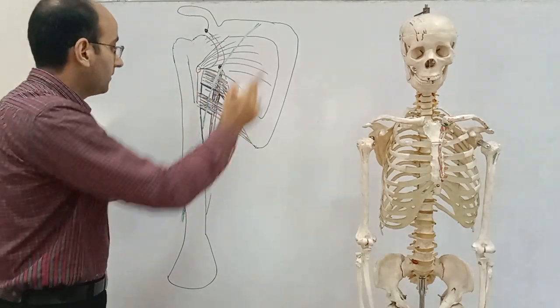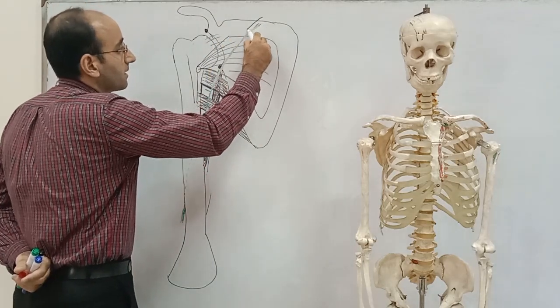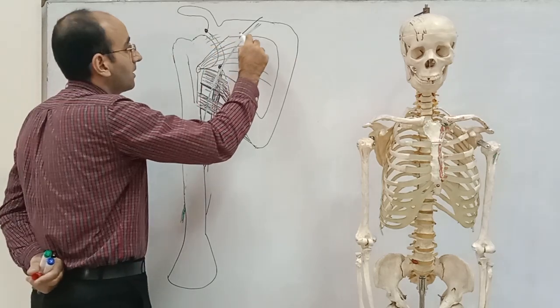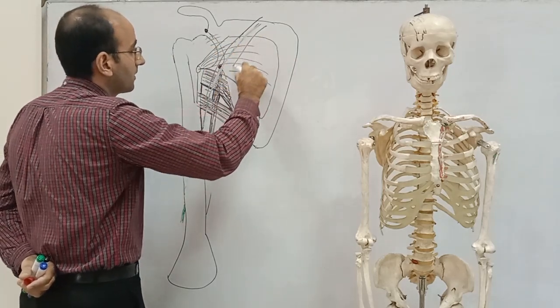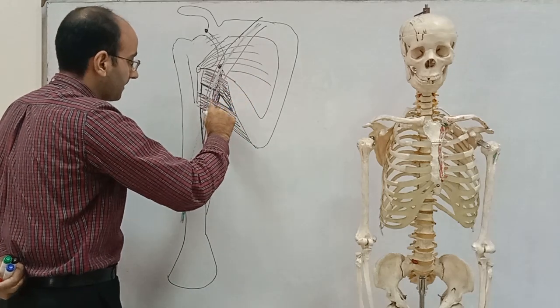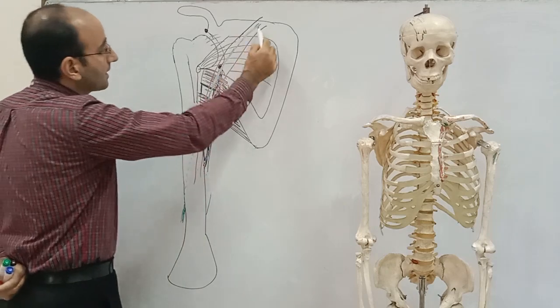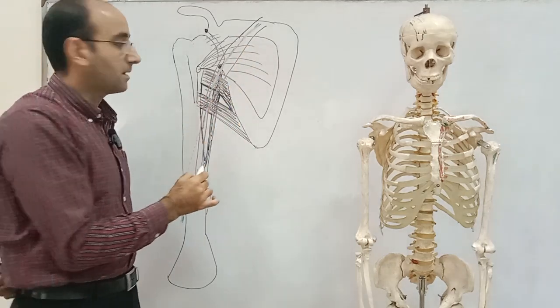Now I will draw the artery, which is the main artery of this region. This is the axillary artery. Here comes the axillary artery, which is lying over the posterior cord. As the axillary artery crosses the lower border of the teres major muscle, it is now called the brachial artery. So this is the axillary artery up till here, and from here downwards it is called the brachial artery.